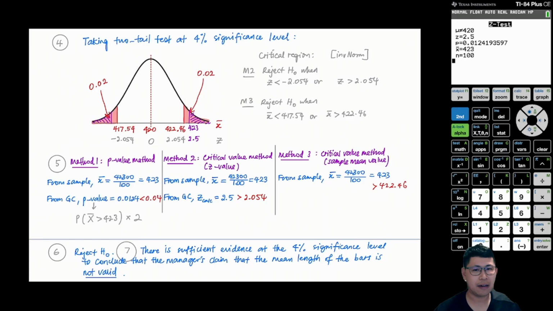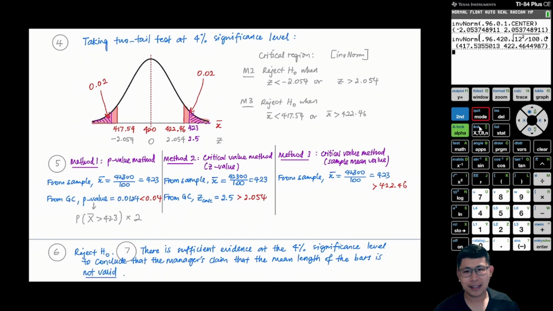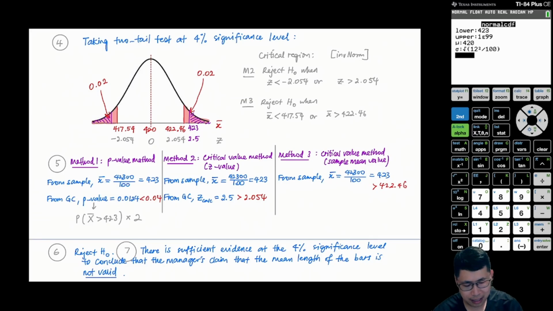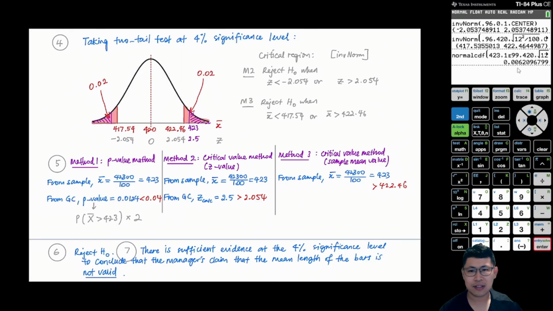On this note, I will also show you very quickly how to get the p-value if you don't use the statistics z-test. I will make use of the normal CDF and key in the data as such. The lower is 423, because 423 is on the right hand side of 420, and I'm looking for this side. The upper is infinity. I'm going to paste this, and I will see that actually this is 0.06.